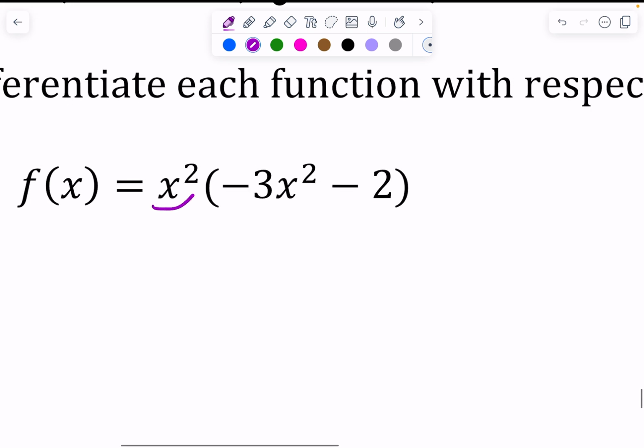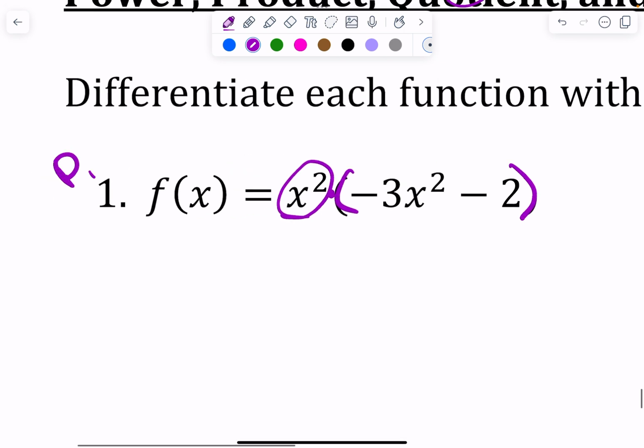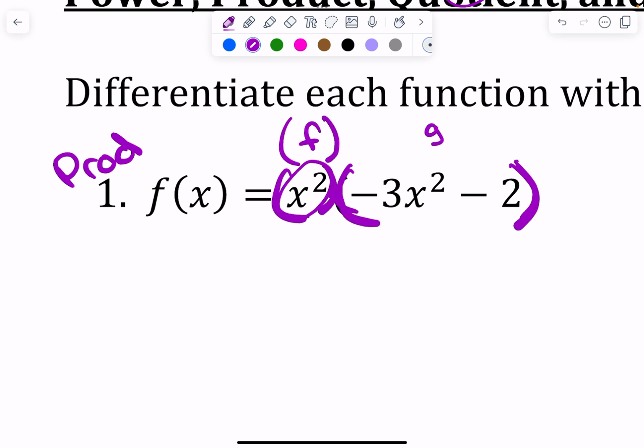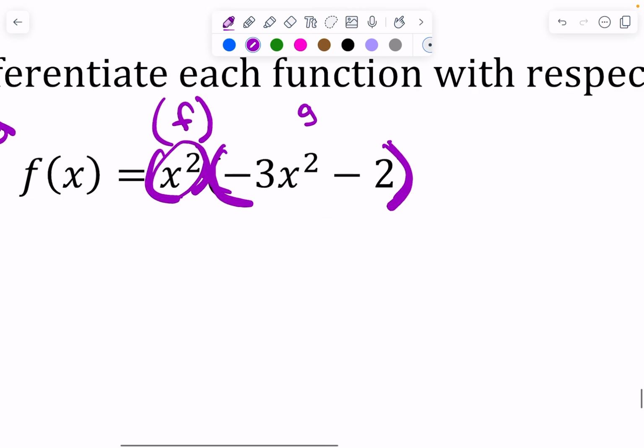Okay, this is x squared times this junk, and times means a product, so this is going to be a product rule. Now this part is going to be the f part, x squared is going to be your f part, and g is going to be this part, right? Okay, so try to figure out your f prime g plus g prime f, all that good stuff.